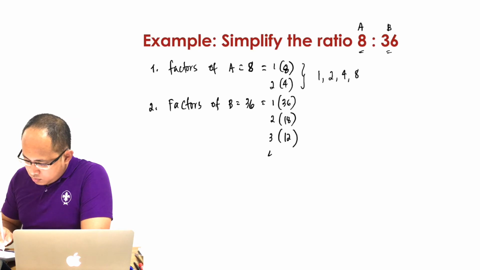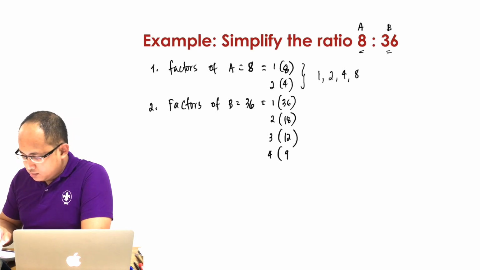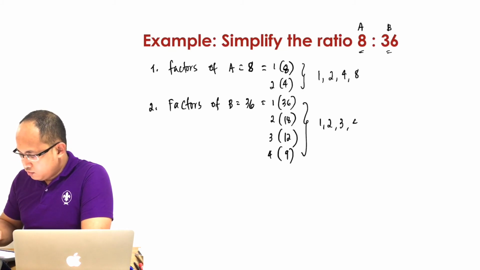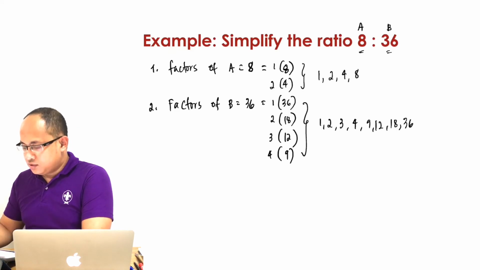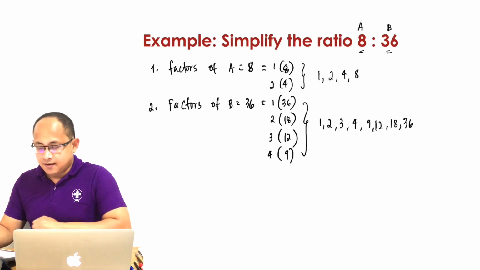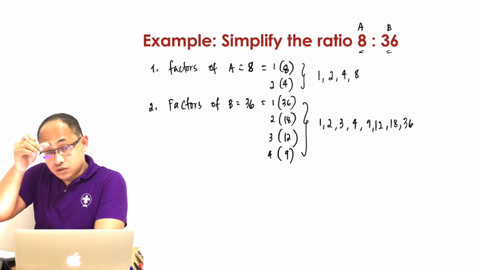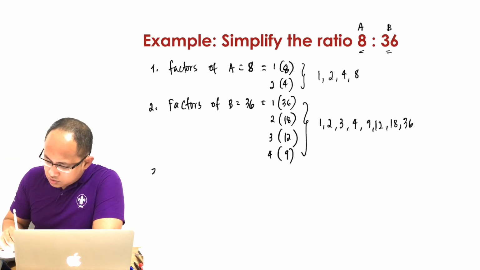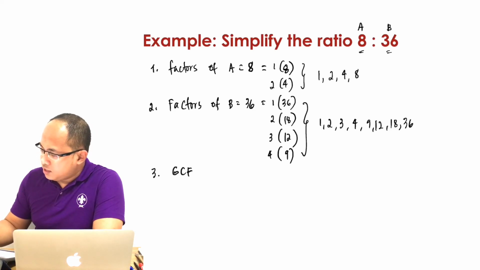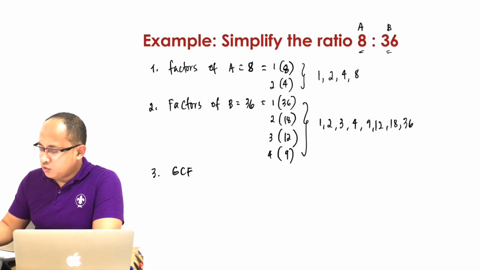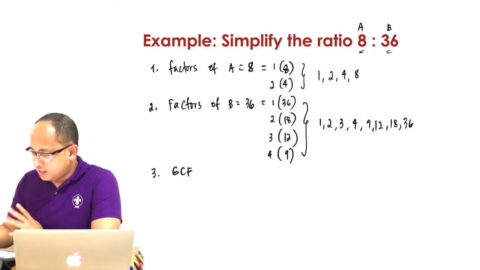And the last one would be 4 is to 9. Correct? 4 is to 9. So we have here 1, 2, 3, 4. Then go up 9, 12, 18, and 36. Okay? Now after we list down all the factors of A and B, we go to the third step, which is the GCF. How do we identify GCF?